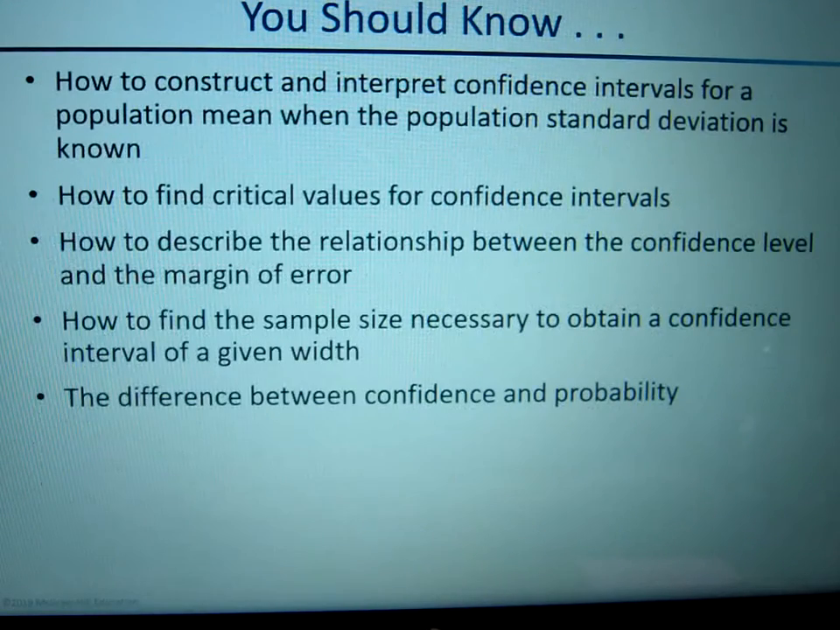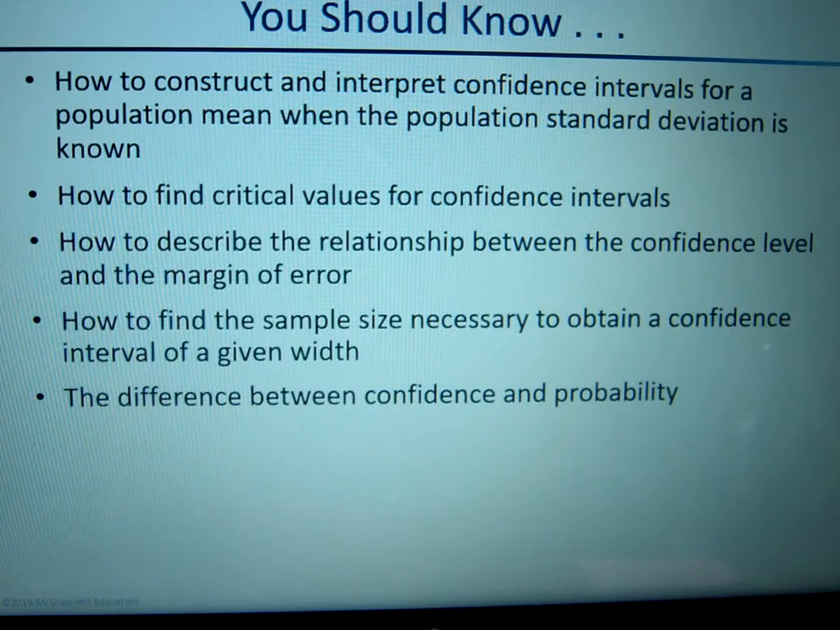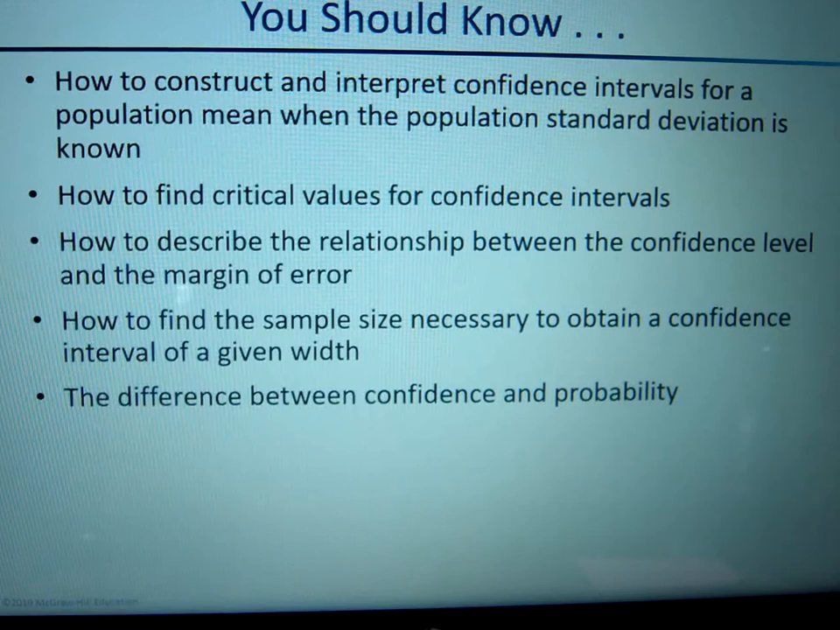All right, so from this lesson, you should know how to construct and interpret confidence intervals for a population mean when the population standard deviation is known, how to find critical values for confidence intervals, how to describe the relationship between the confidence level and the margin of error, how to find the sample size necessary to obtain a confidence interval of a given width, and the difference between confidence and probability.